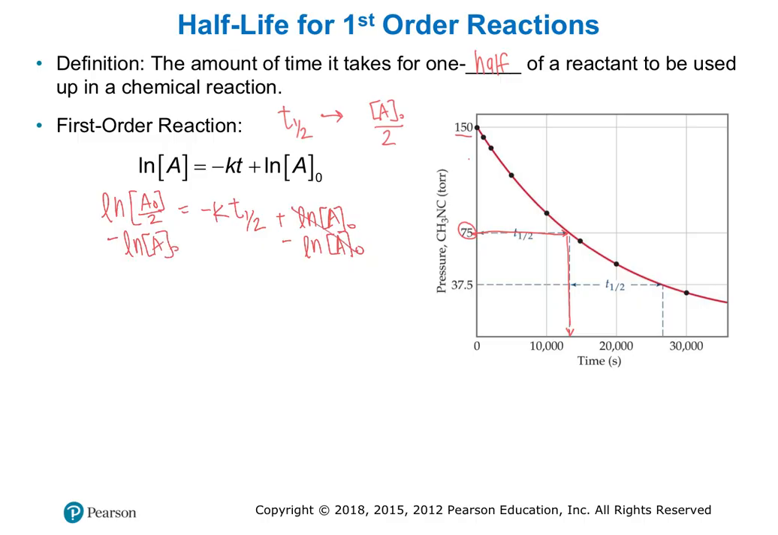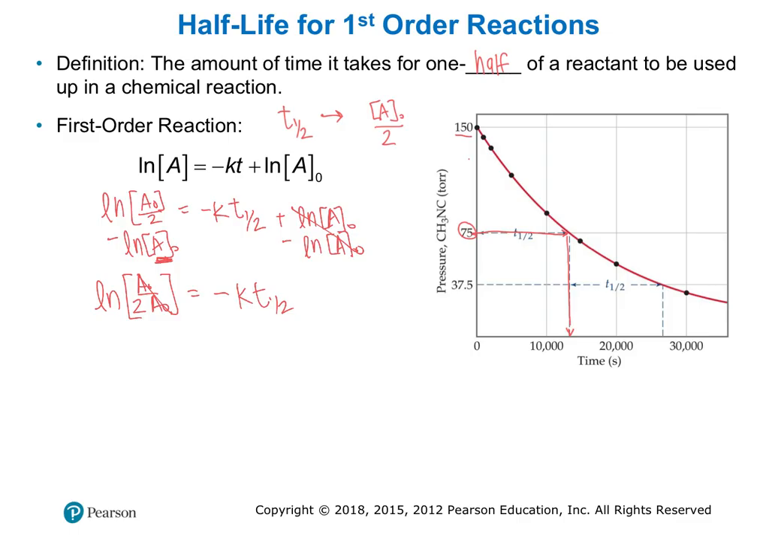And that goes away. And we're going to do some log rules. So when we subtract a natural log, the variable inside the log gets divided. So when this gets simplified, we have natural log of A naught over 2, and then this goes on the bottom, A naught. And that equals negative K T1 half. And so the A naughts are going to cancel out.